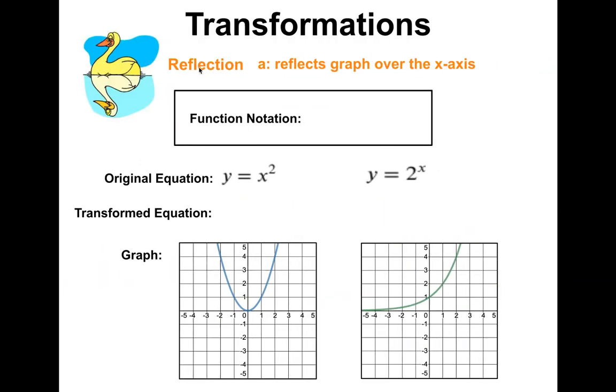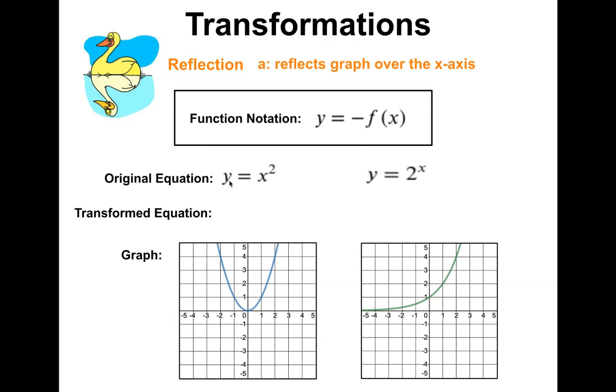So let's look at the first type of transformation, a reflection. It reflects the graph over the x-axis. Think about a mirror image or a reflection in the water. You see the same image reflected into the mirror or the water. So in our function notation, we will have a negative as our a value.